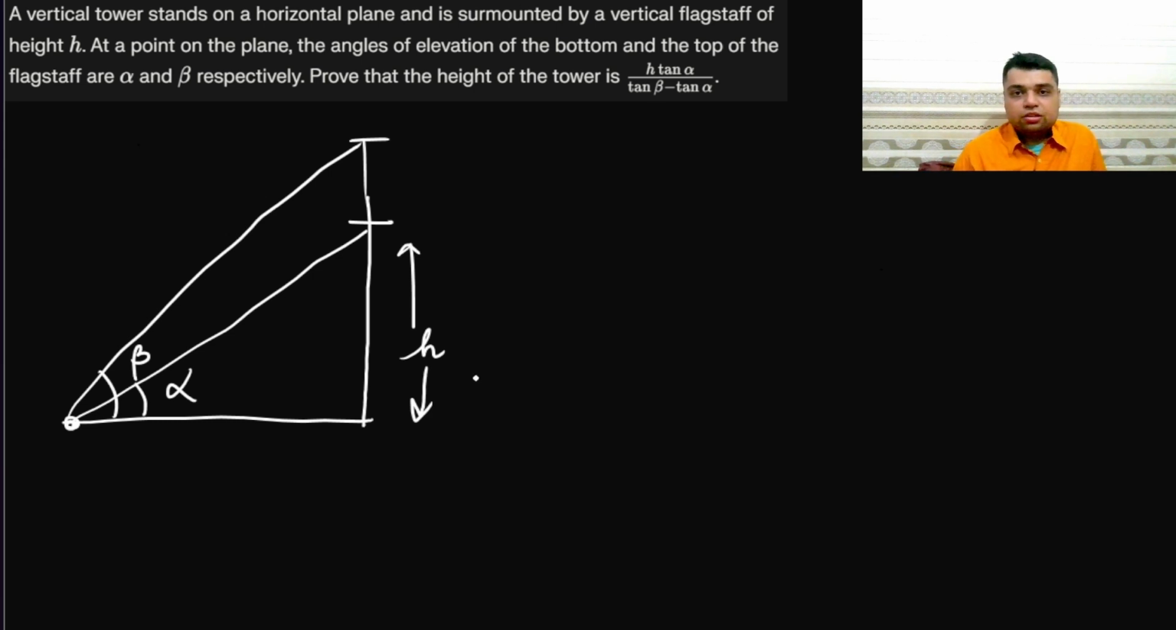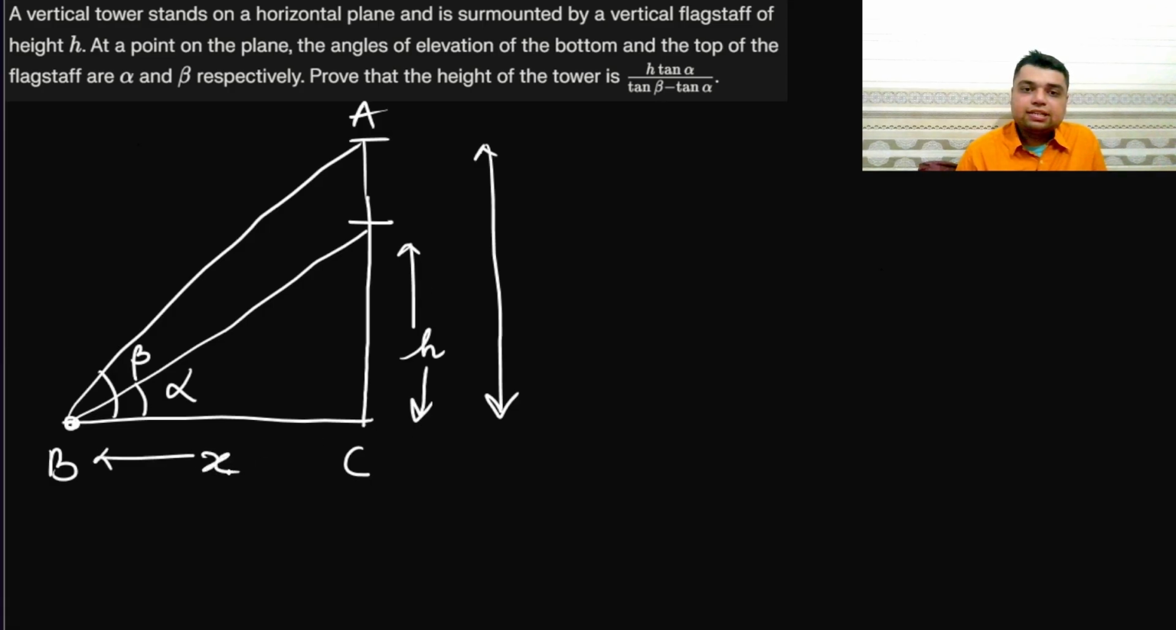So we basically need to find the height of the tower. Okay, we need to find this. Let's name it as ABC. This is h given to us. Let's take this as x. So in triangle, this is D, let's say A. Let's talk about the smaller triangle first. In this we have h, we have x, right?